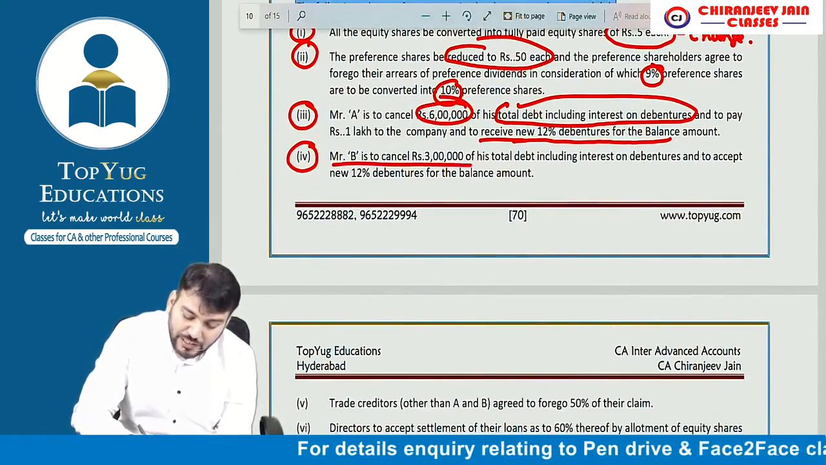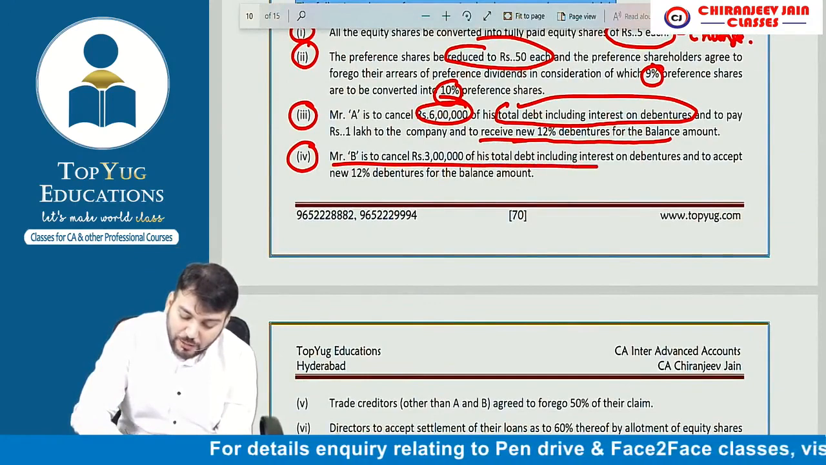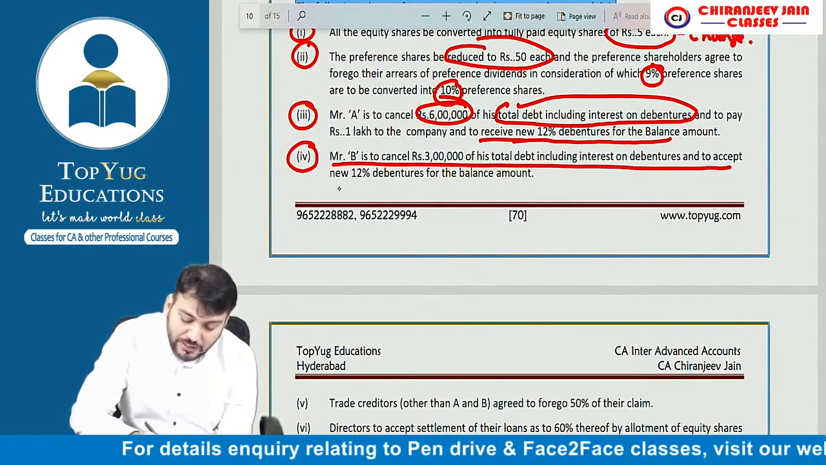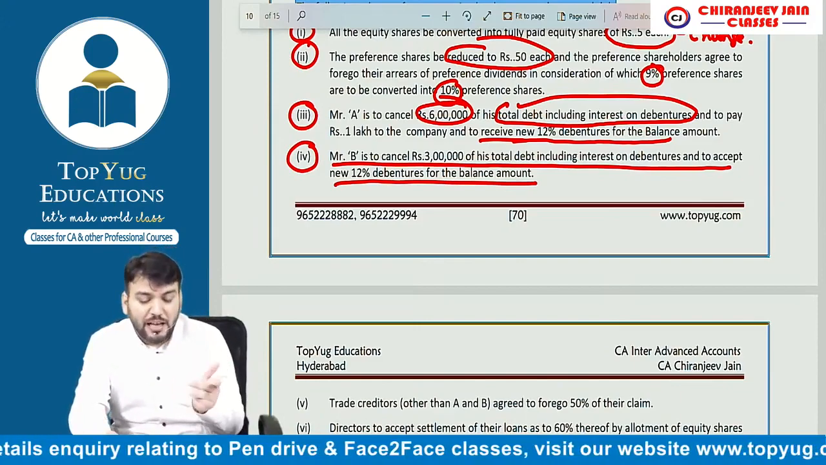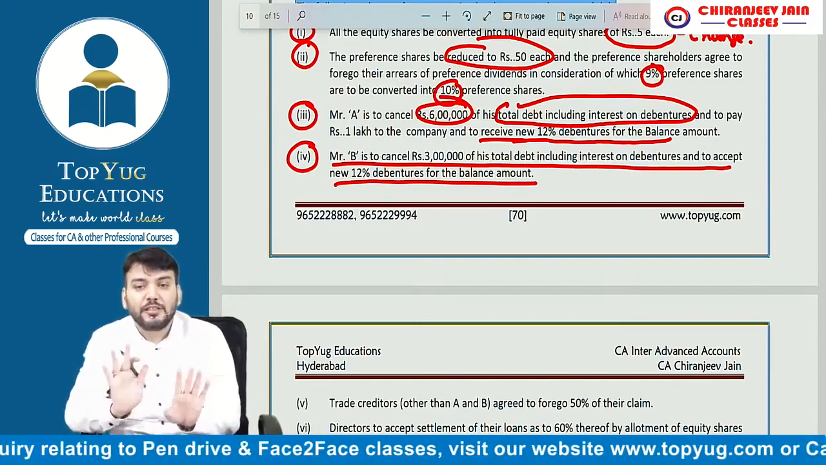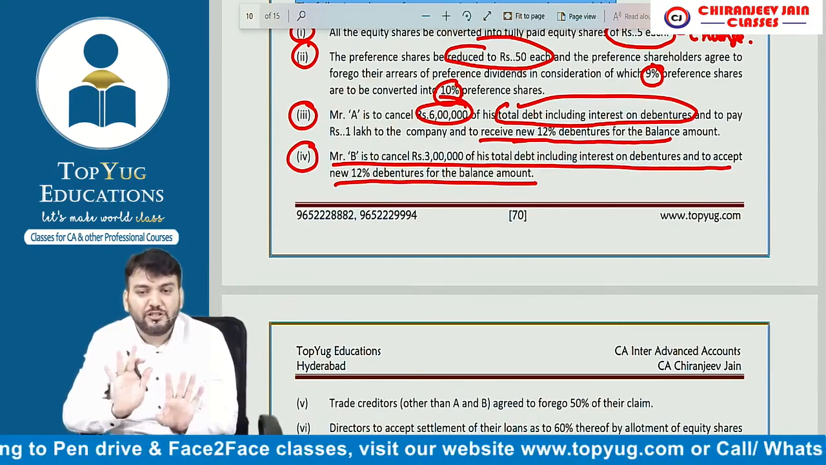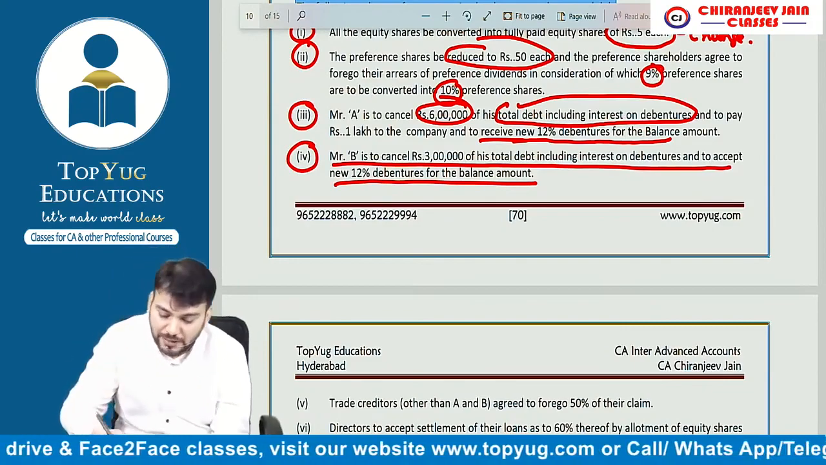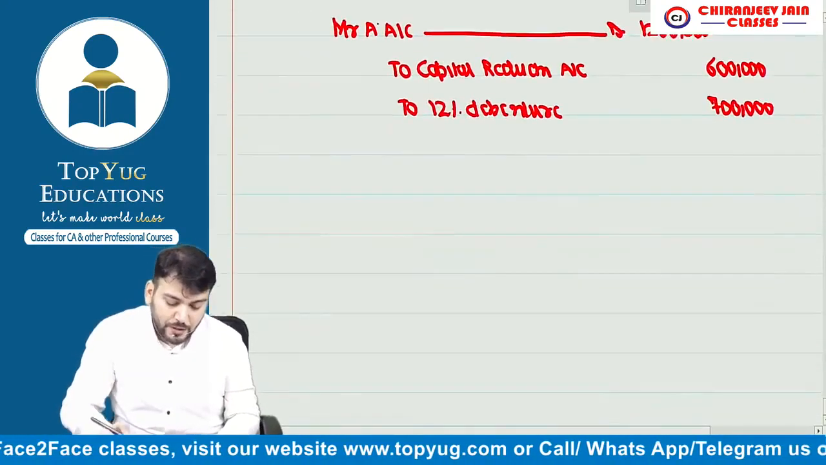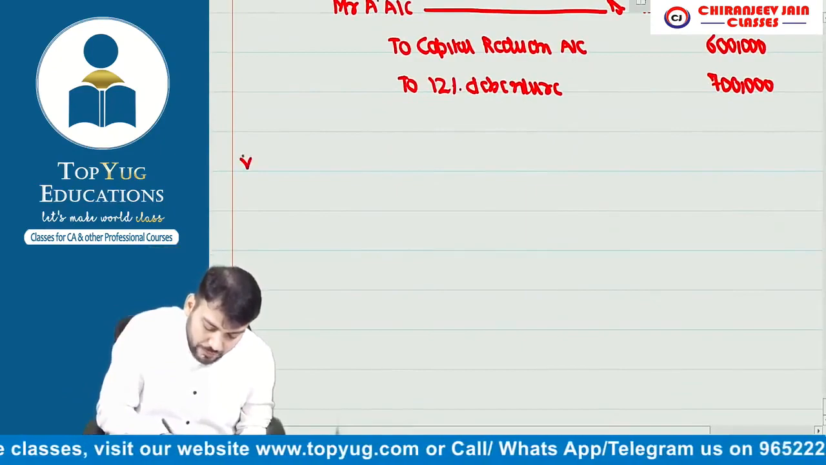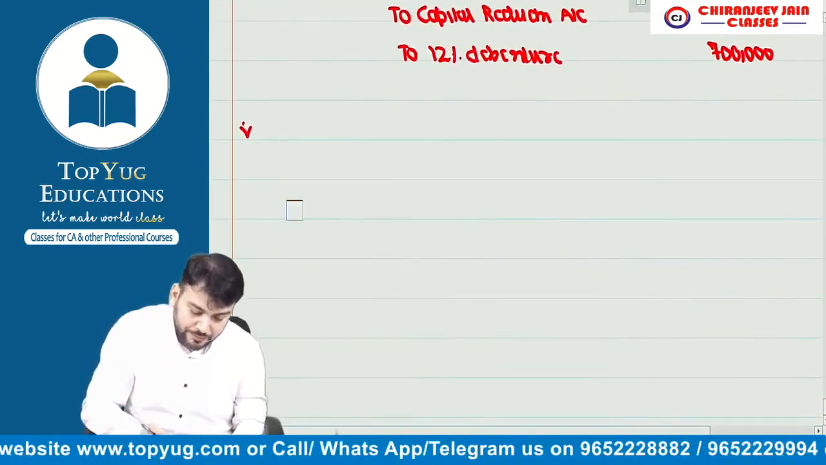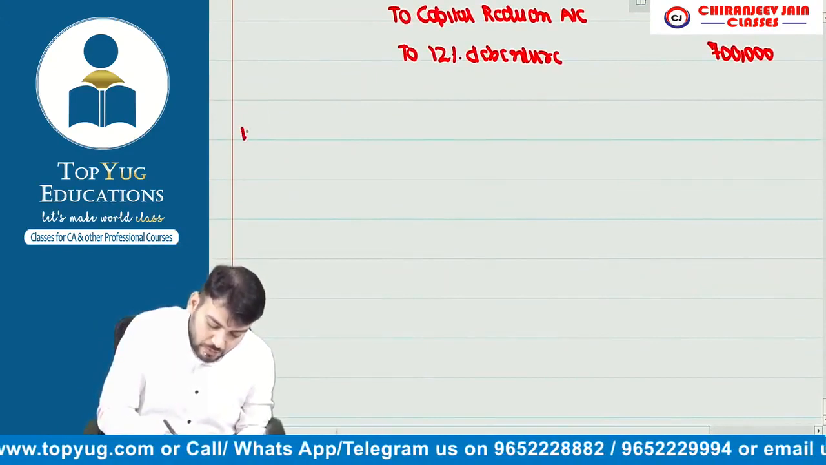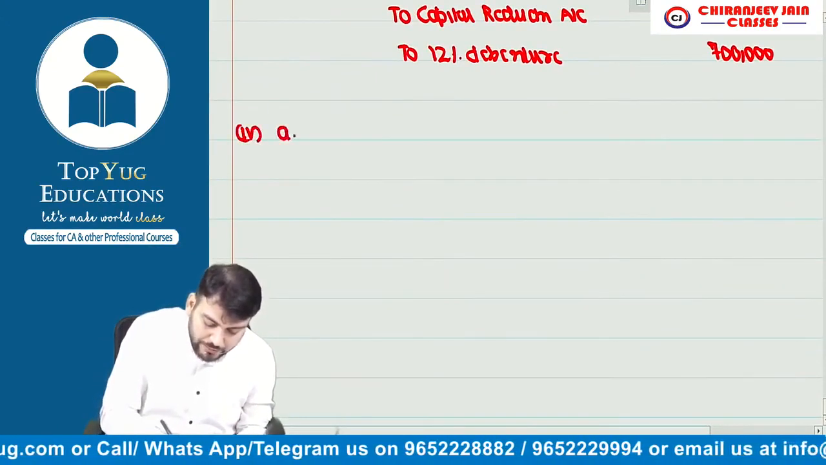Mr. B is to cancel till 3 lakh of his total debt including interest on debenture and to accept new 12% debenture for the balance amount. Or in a difference between the last transaction and this transaction, Mr. B is not bringing any cash to me, is not contributing any cash to the company. Correct? तो कर देते हैं इसे भी. Point number 4 का A.